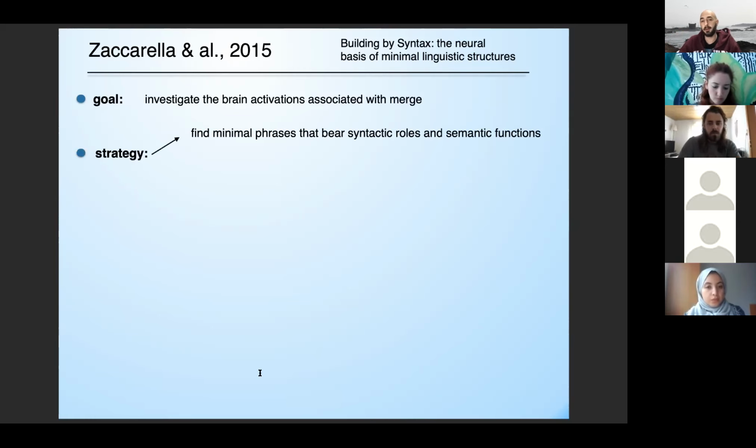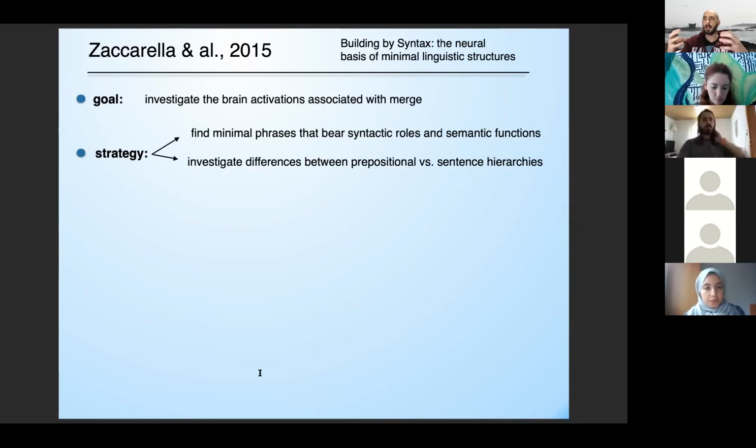So the strategy was to find minimal phrases that bear syntactic roles and semantic functions, right? And in particular, to compare two kinds of structures: prepositional phrases like on the bicycle versus sentence hierarchies like John walks, okay? So in this experiment, they will employ two kinds of constructions. One is a minimal clause with the verb and the subject. And the other one is a prepositional phrase without a verb, okay?